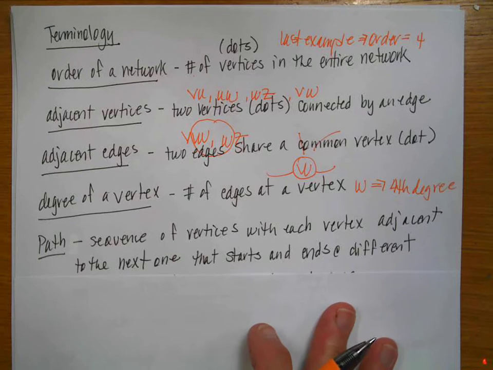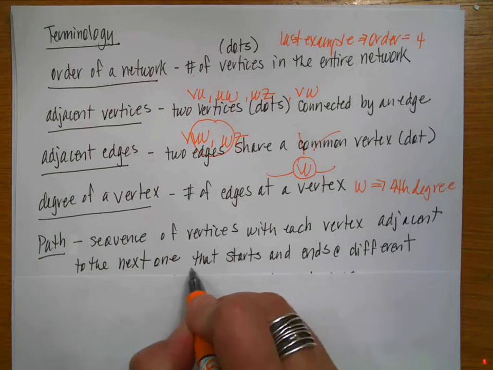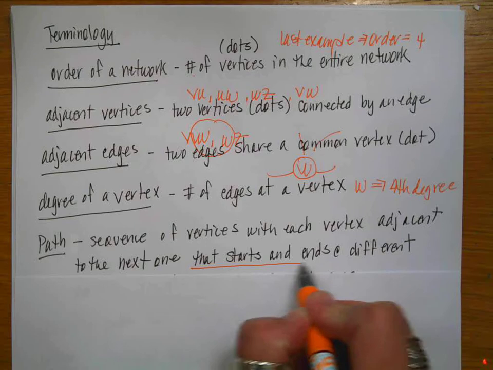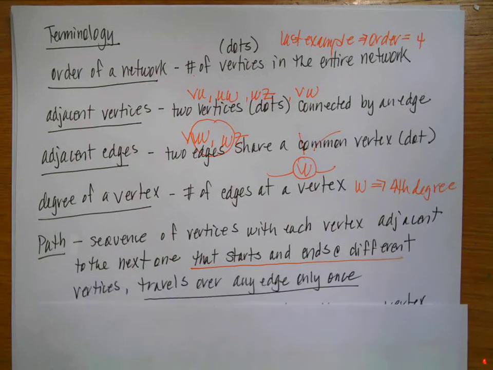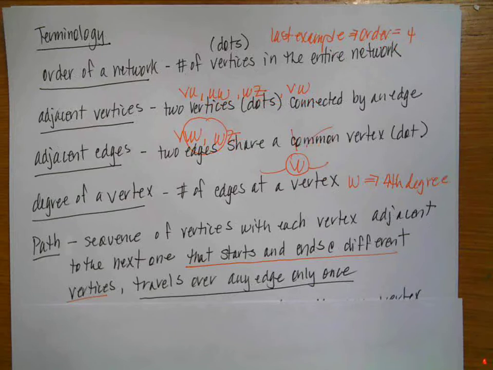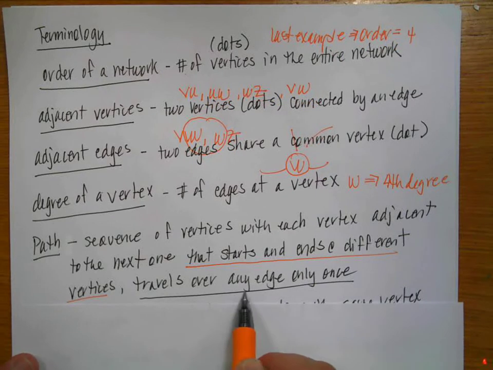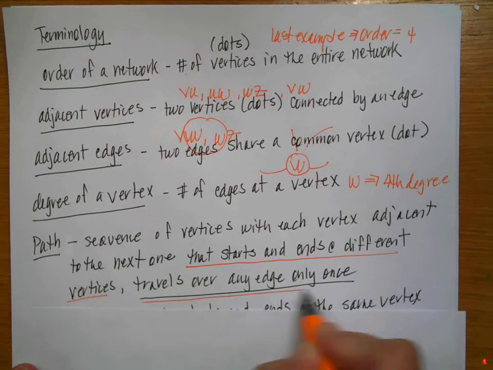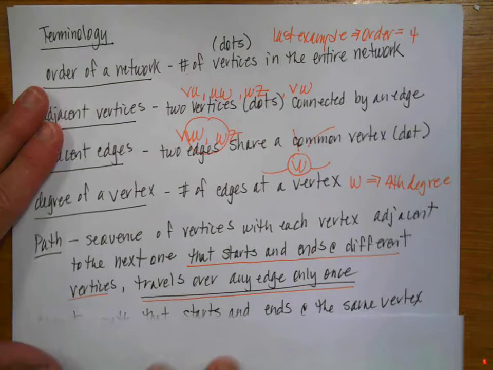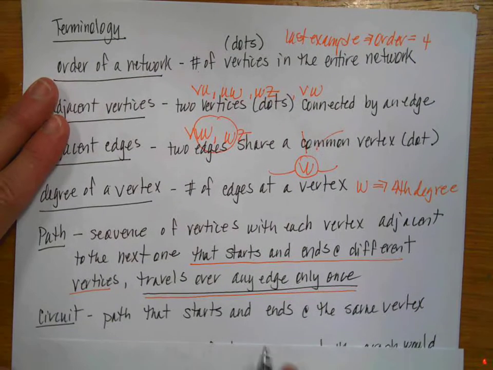A path is a sequence of vertices with each vertex adjacent to the next one. Here's the key piece on a path: it starts and ends at a different vertex. So a path is a series of edges that moves us through the network, but they start and end at a different vertex. And you can only touch each edge once. Those are the 2 critical pieces of information for a path.